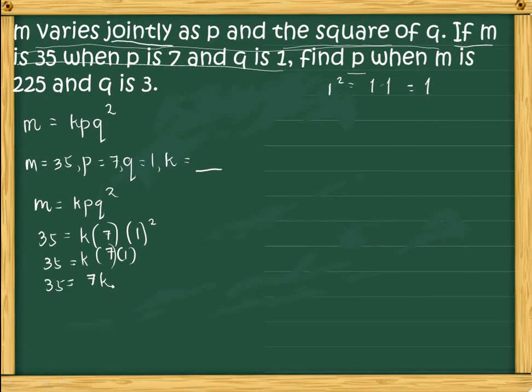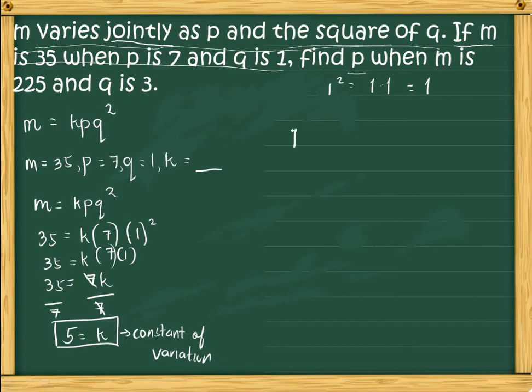Next, our goal is to find the value of k. We need to eliminate 7. So we need to divide both sides by 7. So we have here k is equals to 5. And k is equals to 5 is what we call the constant of variation. Now, we can proceed to the last part, or the third statement. Find P when M is 225 and Q is 3. So we're going to use the equation M is equals to KP Q squared.